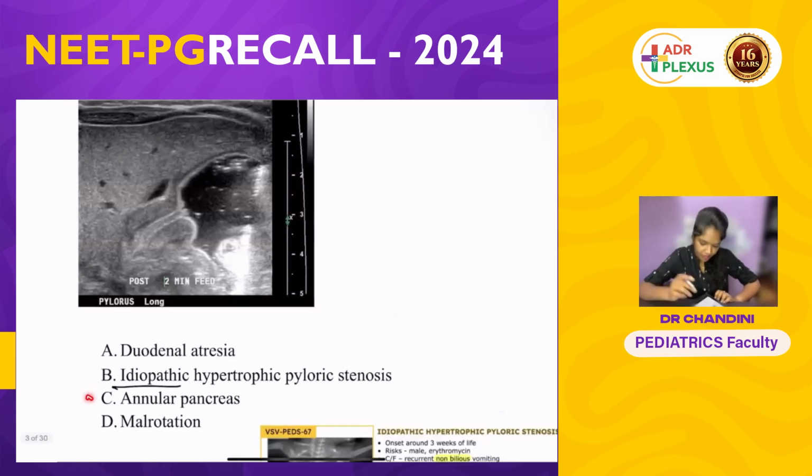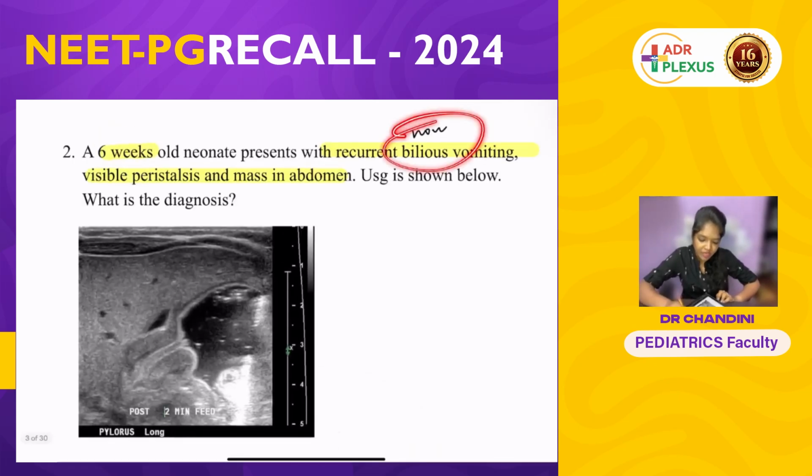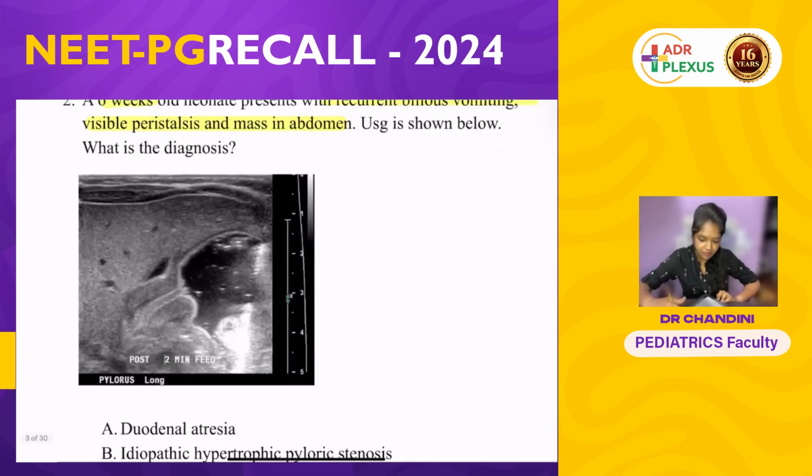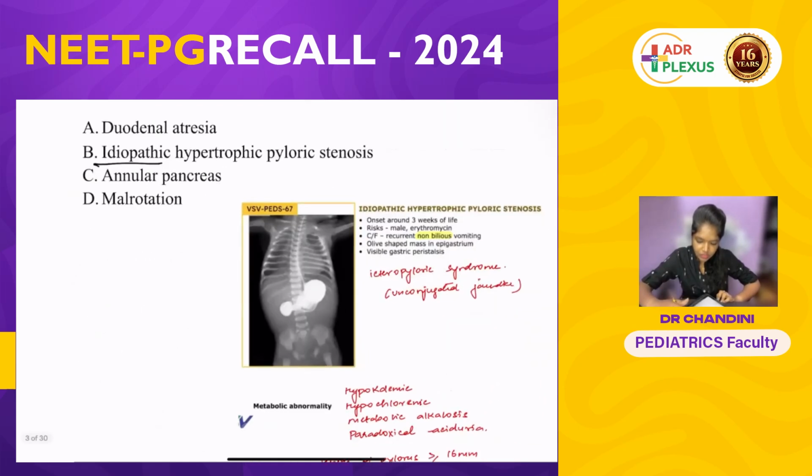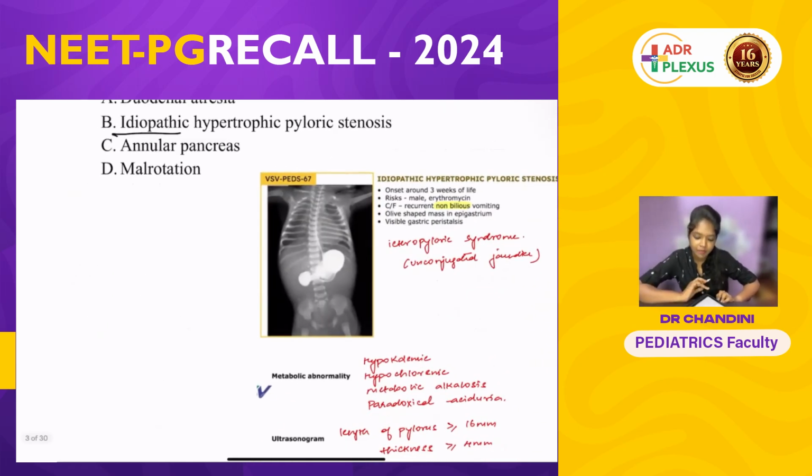Annular pancreas and malnutrition also are not going to present in the immediate newborn period or early infancy, and you're not going to have these kind of ultrasound features. So this is typical of congenital hypertrophic pyloric stenosis or IHPS. Most probably this could have been non-bilious and not bilious. This was also a repeat topic. Multiple times we have discussed it in our VSP as well.